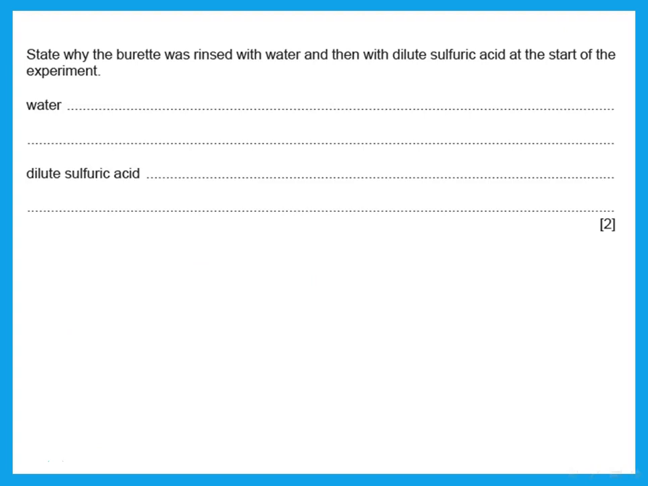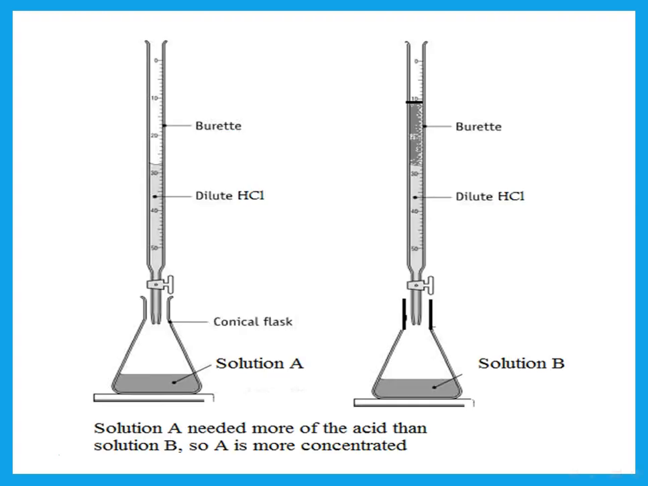Usually, he says, when we're doing titration, I have to wash the burette first with water and then with the acid that I'm going to fill it with. So why am I washing it with water? To remove traces of any previous solutions. And then why am I going to wash it with the solution that I'm using? This is to remove the water. I don't want any water in the burette, or it would affect the concentration of the acid that I am using.